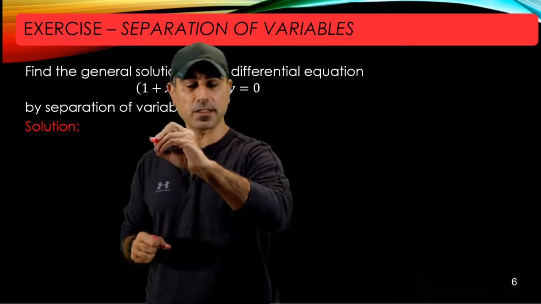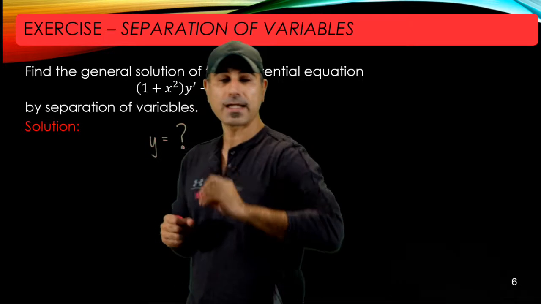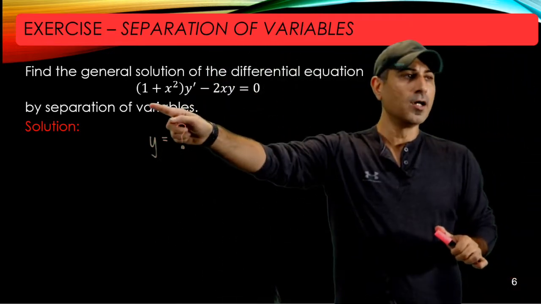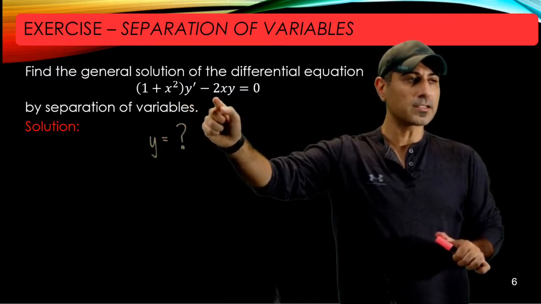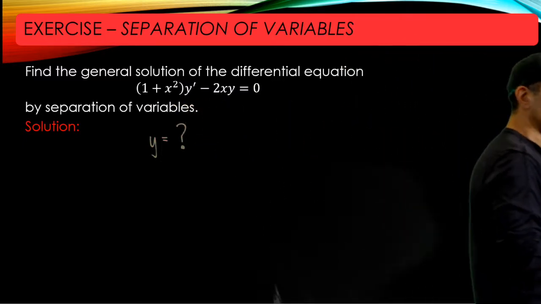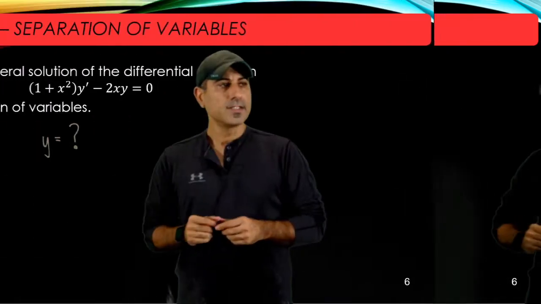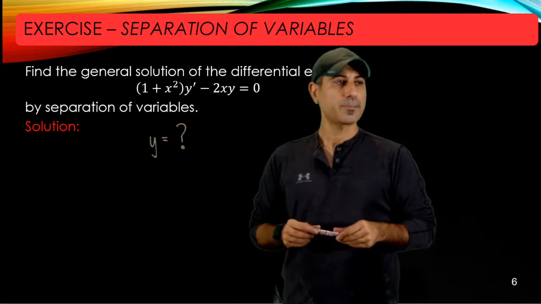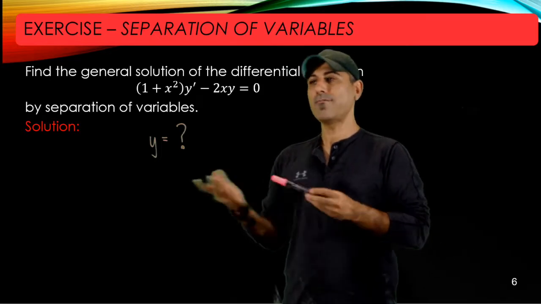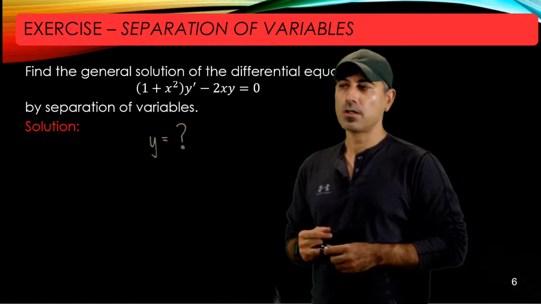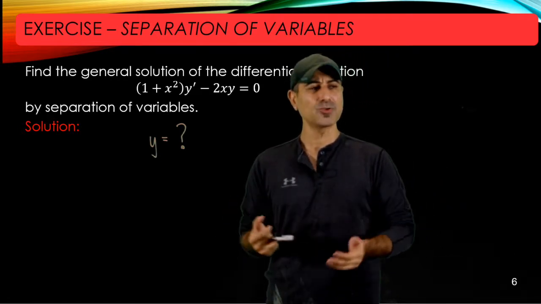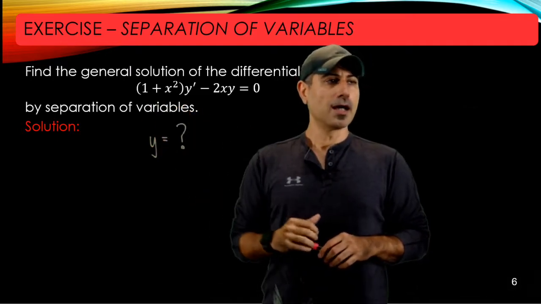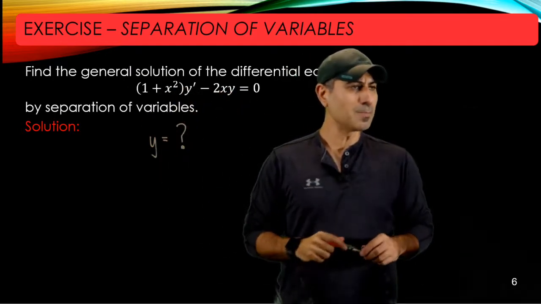So the question again is asking what exactly is y, so that when you take the derivative of it, multiply it by 1 plus x squared, and subtract 2x times y itself, it is going to be equal to 0. This kind of differential equation is slightly different from what we had done in the previous chapters, because those were in the form of finding antiderivatives directly, but this one is not in that form, and the y's and x's are mixed up.